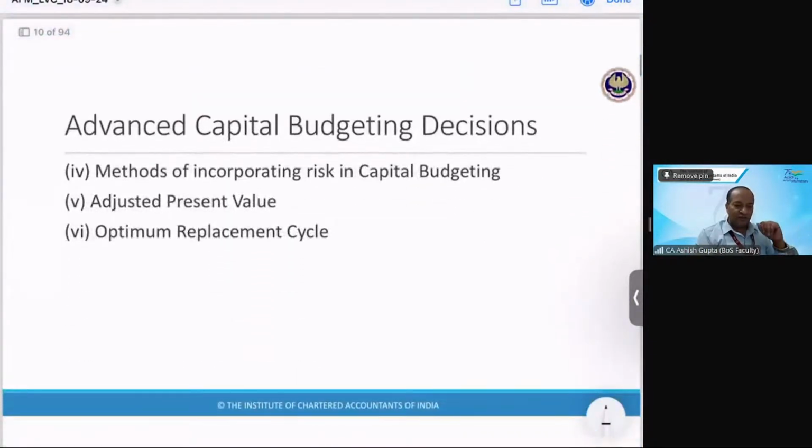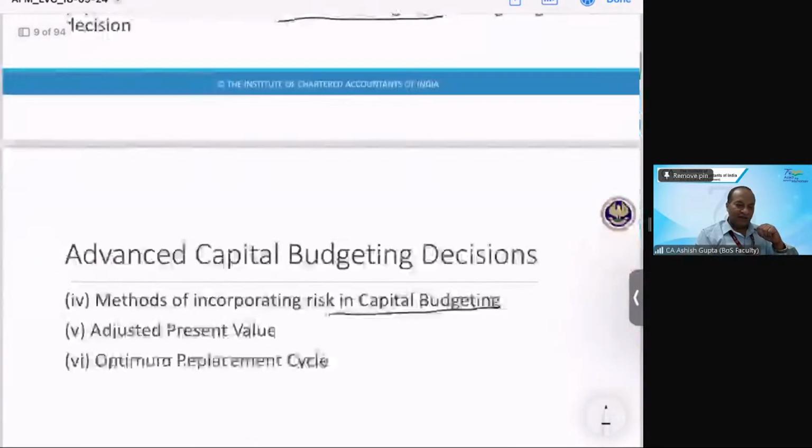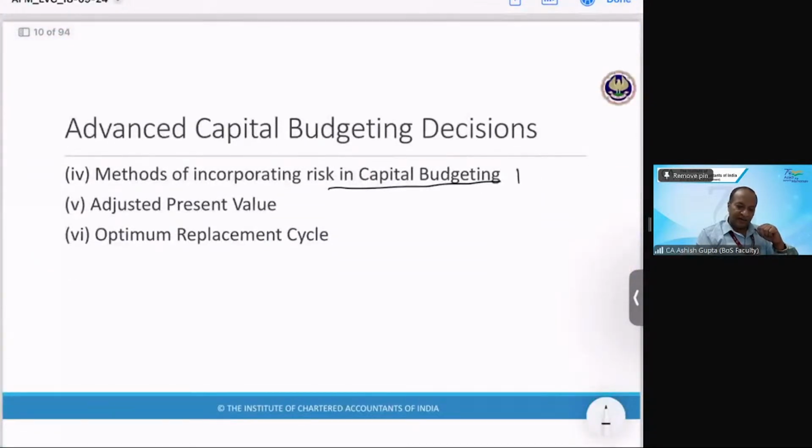Now, next we come to the advanced capital budgeting decisions. When we talk about advanced capital budgeting decisions, the methods of incorporating decisions are covered here. Topics like the decision tree and all the approaches shall be covered here.